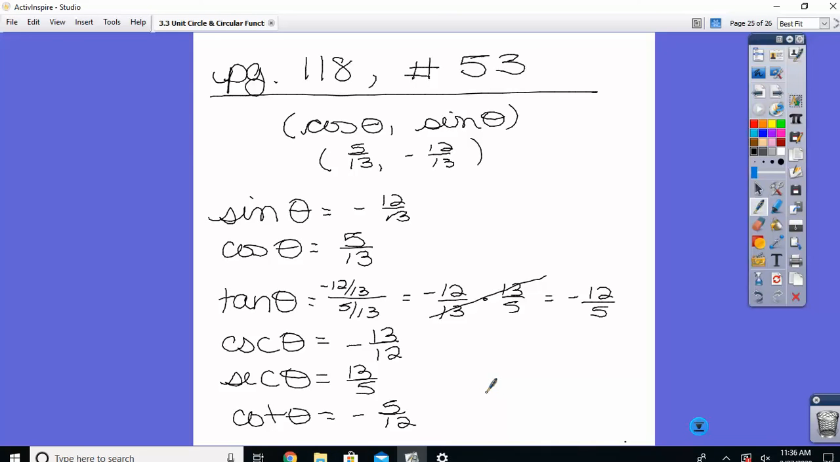So I told you yesterday, we didn't learn every single point on the unit circle. We just took the common ones. But if I gave you a picture, you can get every trig function from that ordered pair on your unit circle. Right. Questions there?